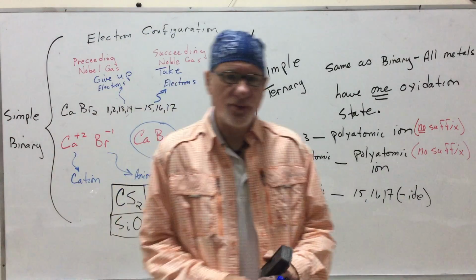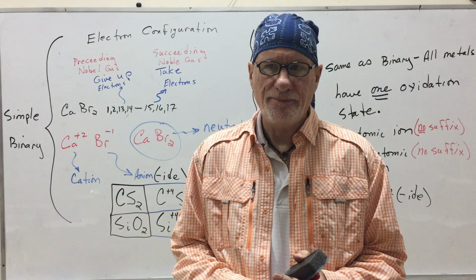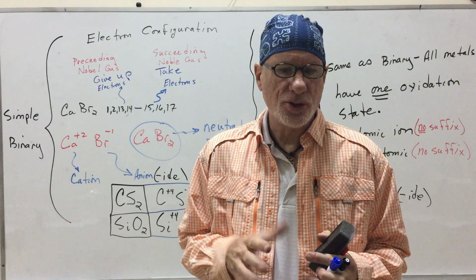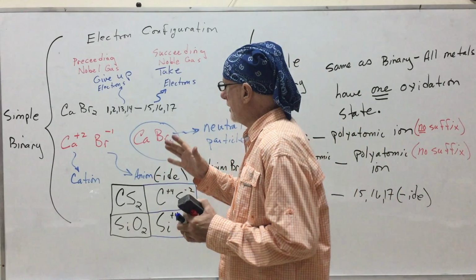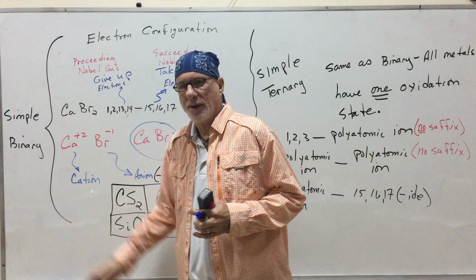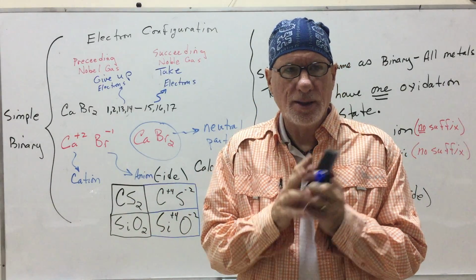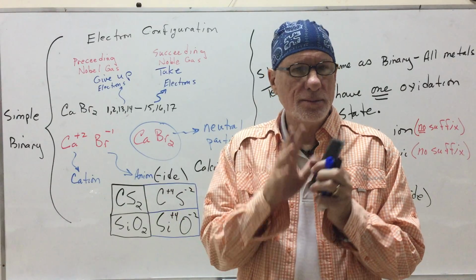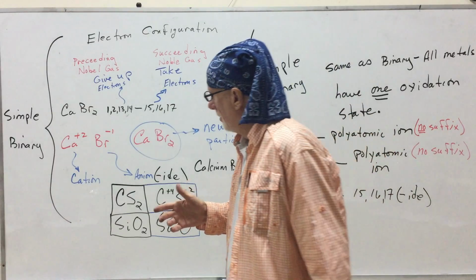Okay, this is a review of nomenclature for your exam. Remember, nomenclature, the way I treat it, is in 5 parts. The first part is simple binary. Simple binary is essentially a metal and a non-metal. Sodium chloride, binary.